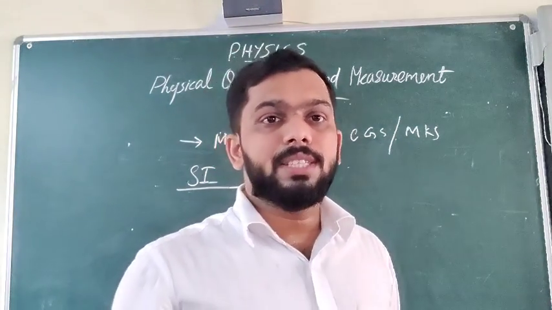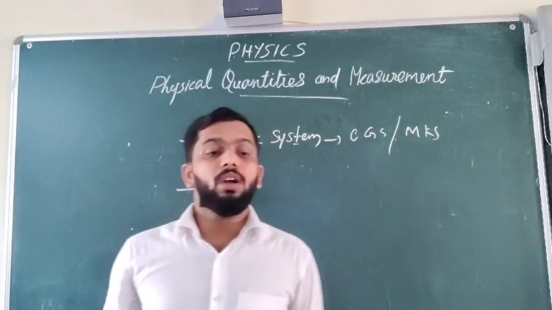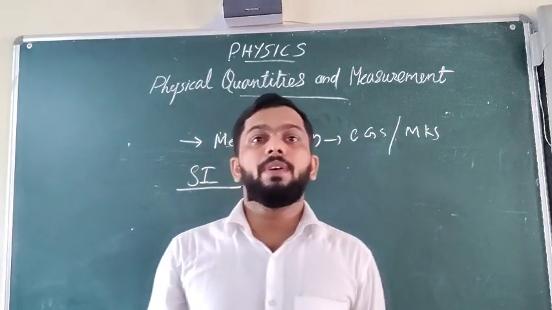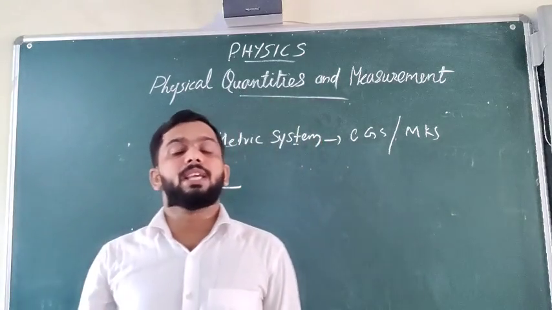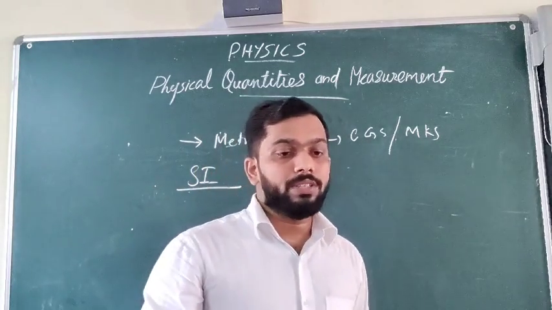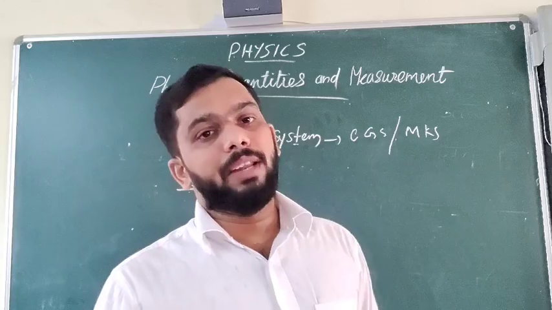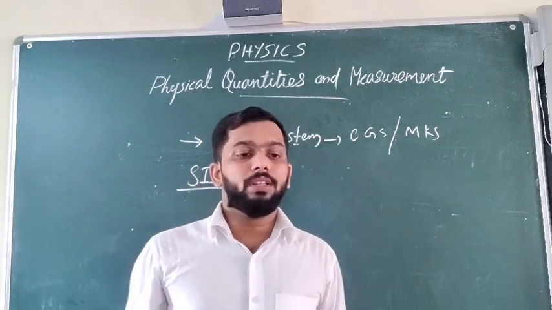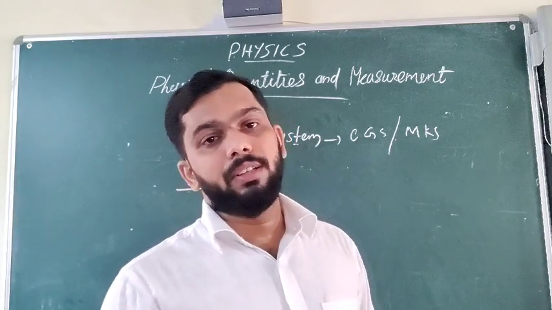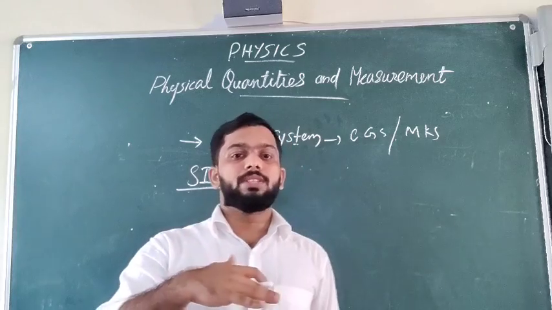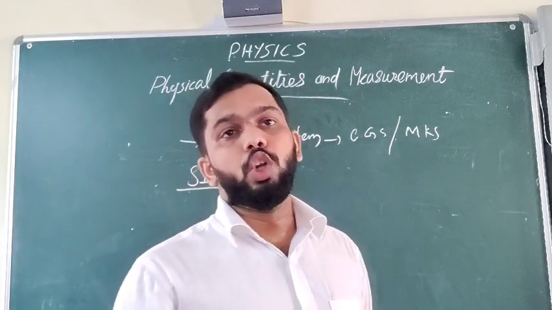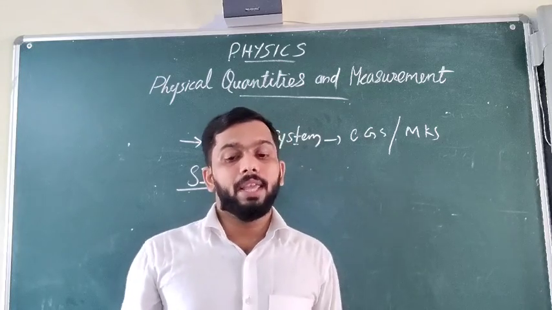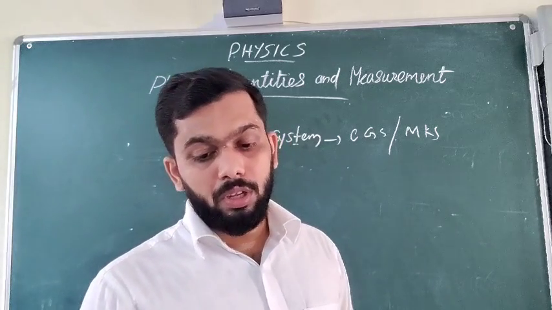Yesterday we saw the fundamental physical quantities. How many fundamental physical quantities were there? There were 7. First was length, then mass, then temperature, then time. Up to there we will discuss in this chapter. After that, 3 more are there: electric current, luminous intensity, and finally amount of substance.